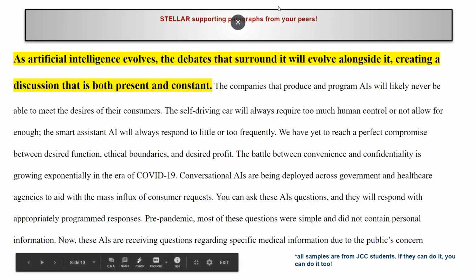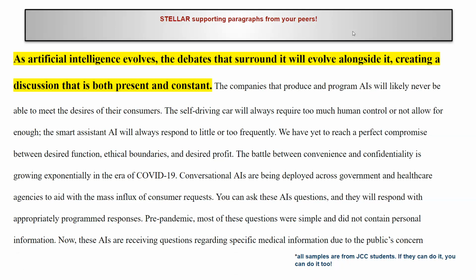And this one is about artificial intelligence. So as artificial intelligence evolves, the debates that surround it will evolve alongside with it, creating a discussion that is both present and constant. So the companies that produce and program artificial intelligence will likely never be able to meet the desires of their consumers. The self-driving car will always require too much human control or not allow for enough. The smart assistant AI will always respond too little or too frequently. We have yet to reach a perfect compromise between desired function, ethical boundaries, and desired profit.